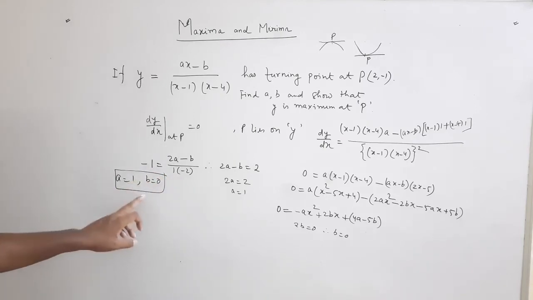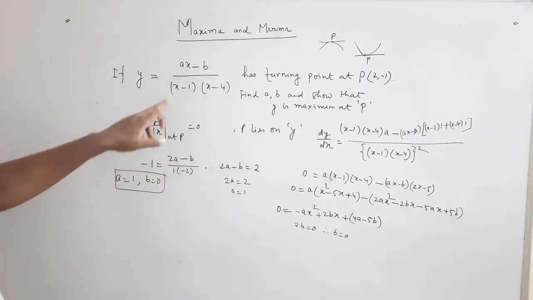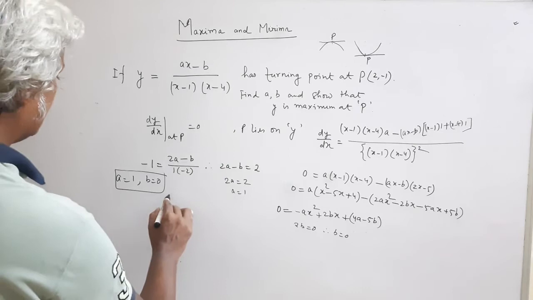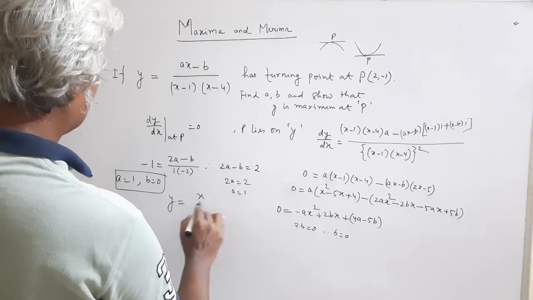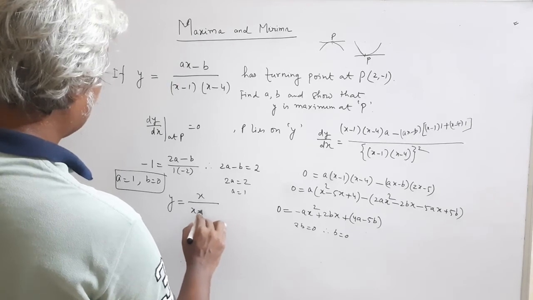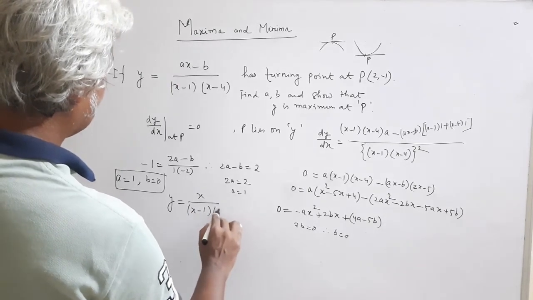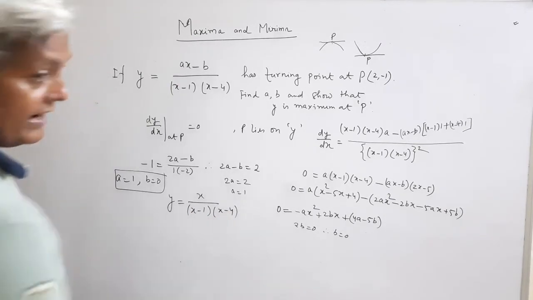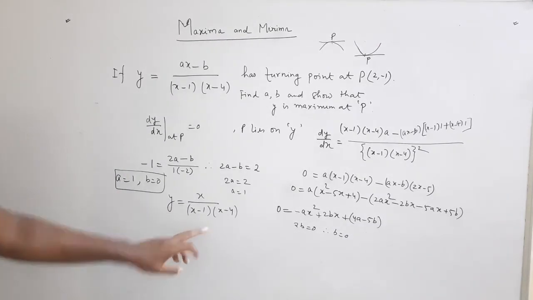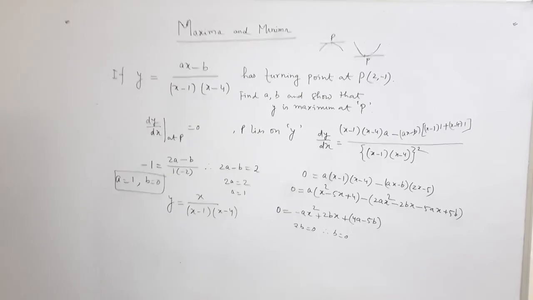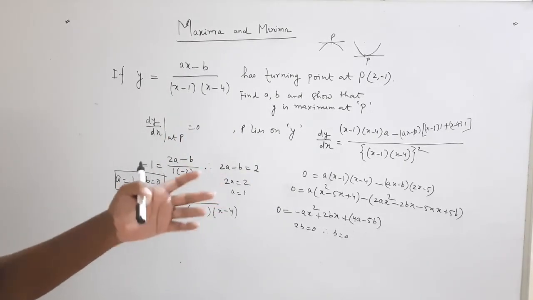Now if you put the value of a and b there, then your whole expression becomes y equals x over (x minus 1)(x minus 4). So this is our original function. It becomes like this. So this is my function. Now I want some screen space, that's why I need to clear this one.